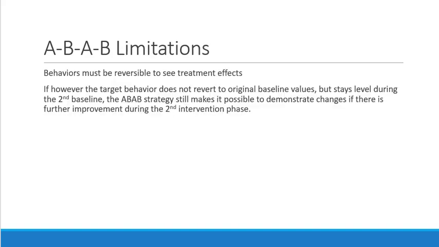Now, limitations: the behaviors must be reversible to see treatment effects. If, however, the target behavior does not revert to original baseline values but stays level during the second baseline phase, the ABAB strategy still makes it possible to demonstrate changes if there's further improvement during the second intervention phase.